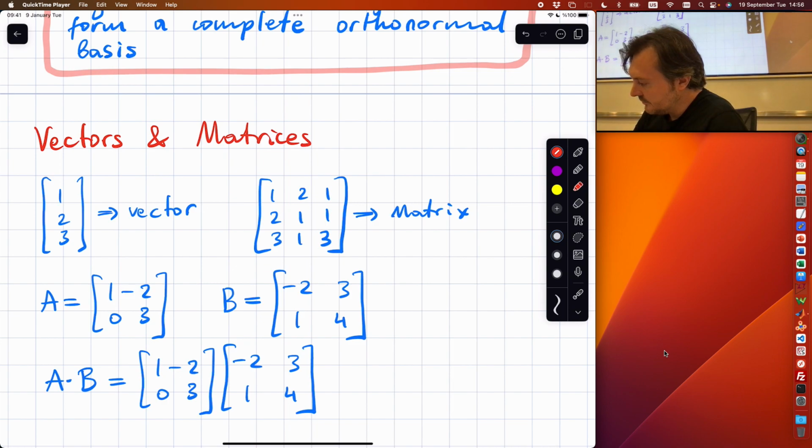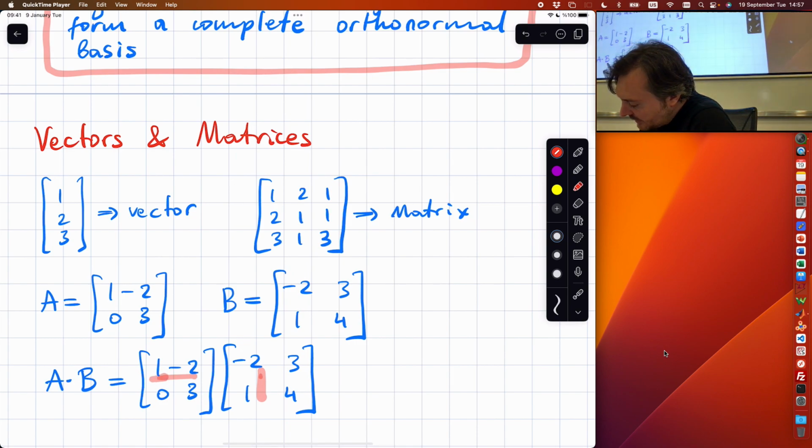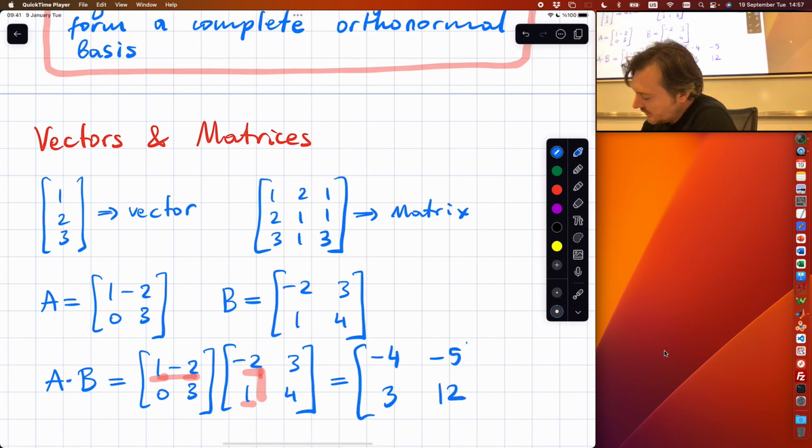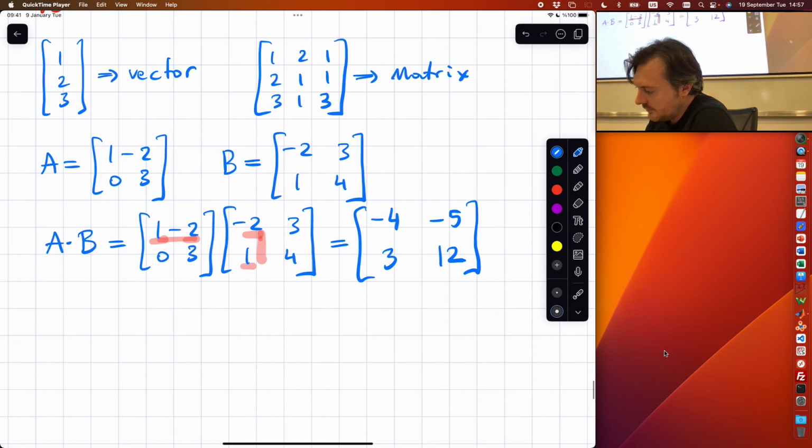Let's multiply this row with this column. So how do you do that? You actually multiply 1 by minus 2 plus minus 2 times 1. What do you get? Minus 4. I do trust you. Minus 4. So what are the other ones? I already have them here, so you can maybe check them. This is what I get. Can you quickly check that, please?